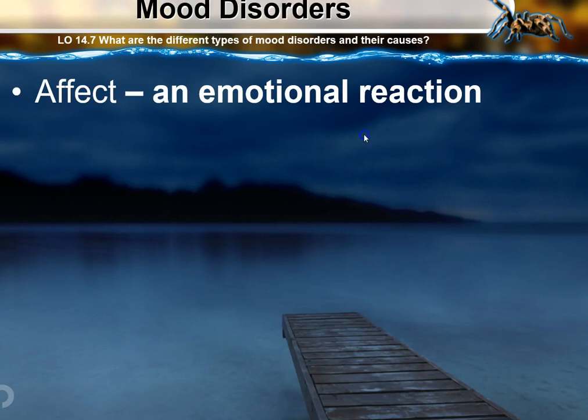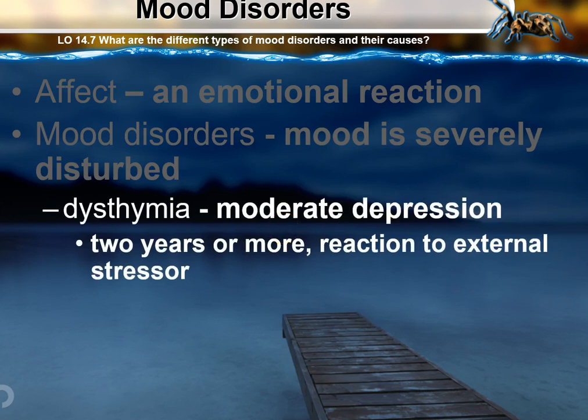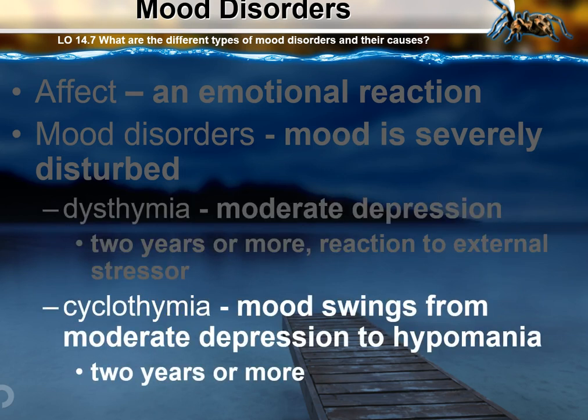Mood disorders are those which are most common in America, as I mentioned. They're also known as affective disorder. Mood disorder is mood that is severely disturbed. Dysthymia is a moderate depression. You think of this as a moderate version of bipolar because the depression is not as extreme and the high or the manic phase is not as extreme as well. This is something that goes on for 2 years or more, and it's a reaction to an external stressor. Cyclothymia involves mood swings from moderate depression to hypomania for 2 years or more. This would be the moderate version of bipolar, whereas dysthymia would be just a moderate form of depression.